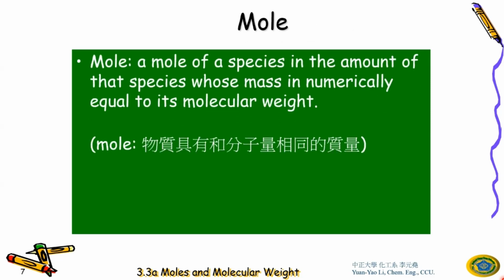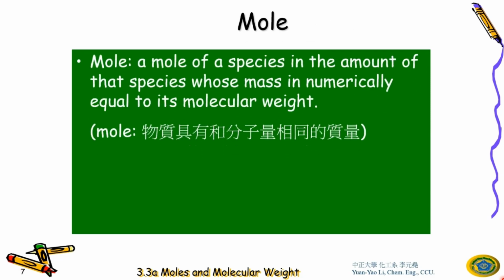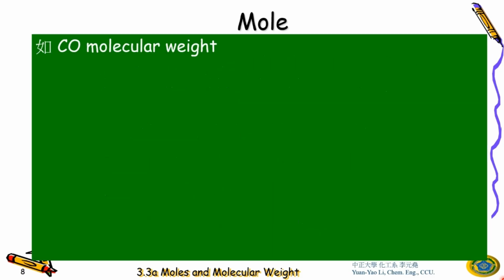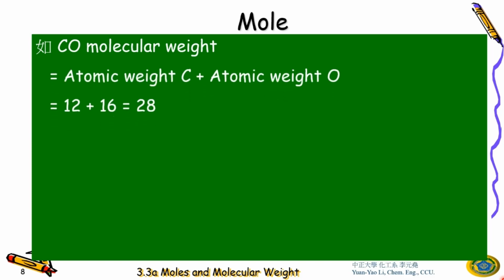How about mole? A mole of a species is the amount of that species whose mass in numerical value is equal to its molecular weight. Wow, this is too heavy. So you know 1 mole is what? 6.02 times 10 to the 23 atoms or molecules. That's enough. Okay, so this is what we need to know. What we need to tell you is the molecular weight of carbon monoxide. You understand? It's easy, right?